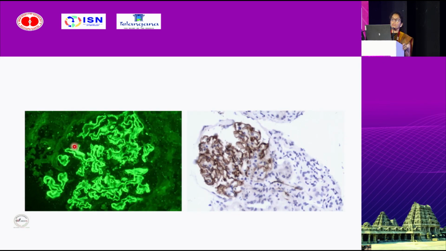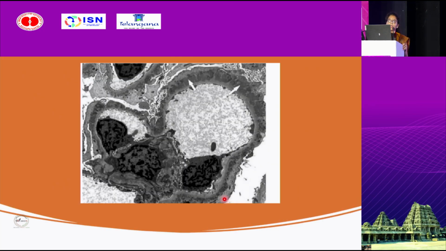On immunofluorescence, this is IgG, capillary wall, fine granular deposits. The deposits are along the periphery of the capillary loops. And on PLA2R, also there is granular positivity. This is immunohistochemistry of PLA2R, with granular positivity along the capillary walls.